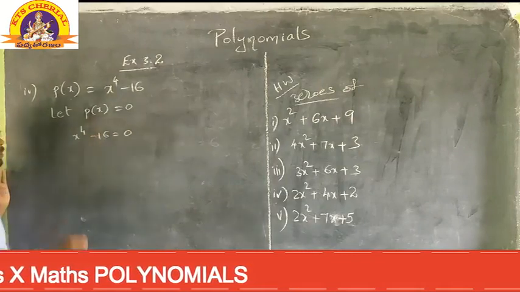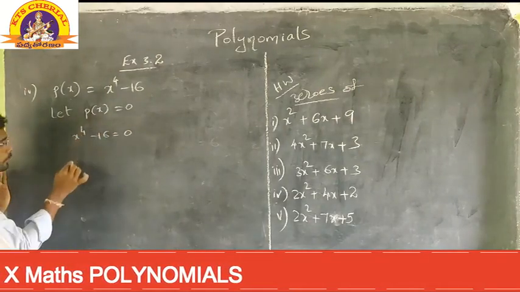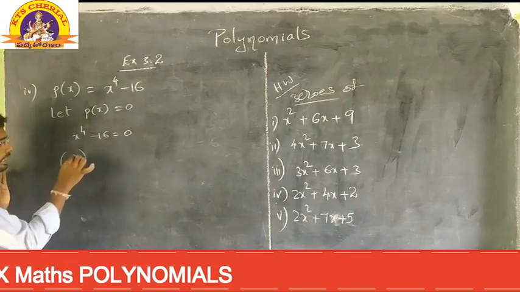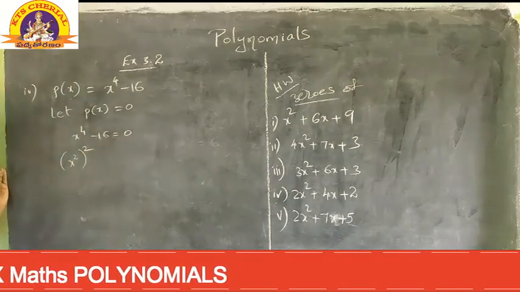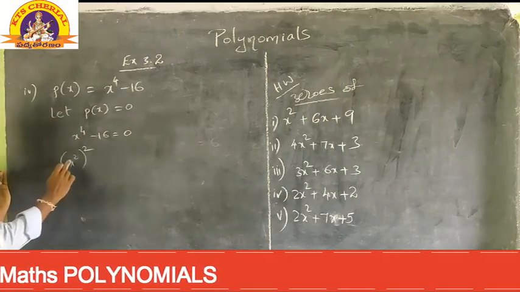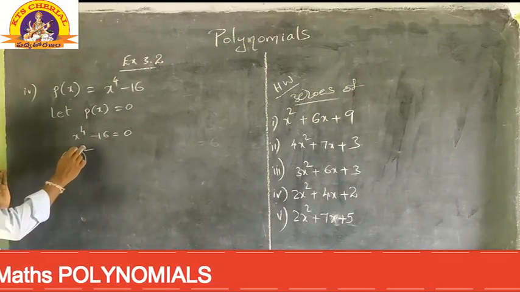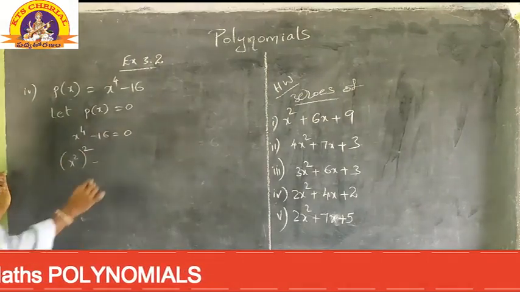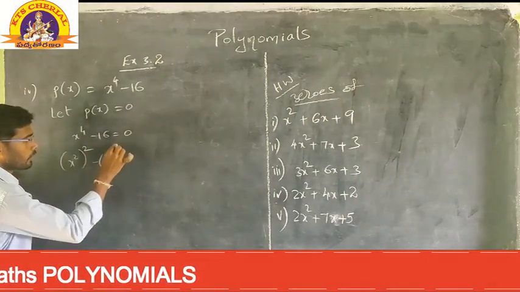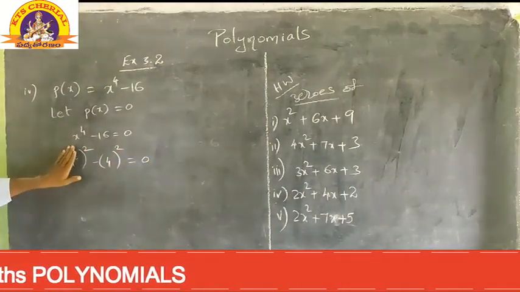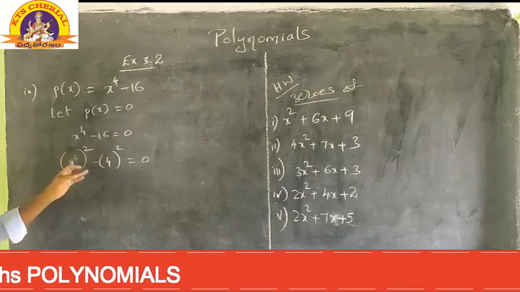Now, x to the power of 4 minus 16. If you observe properly, x to the power of 4 I can write as x square whole square, using the power rule a to the power of m whole to the power of n. x square whole square is x to the power of 2 into 2, which gives x to the power of 4. And 16 you can write as 4 square, since the value of 4 square is 16. Now, this is in the form of a square minus b square.